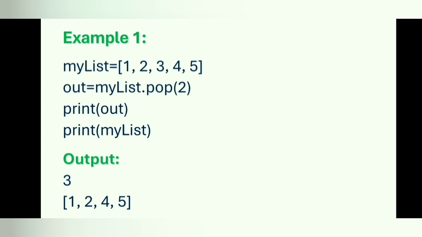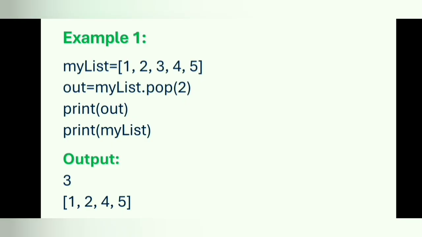In this example, the given index is 2. So Python will remove and return the element at index 2 in the list. That means the value 3 in the list will be deleted and returned. The index of the first element in the list is 0. The second element is 1 and so on.